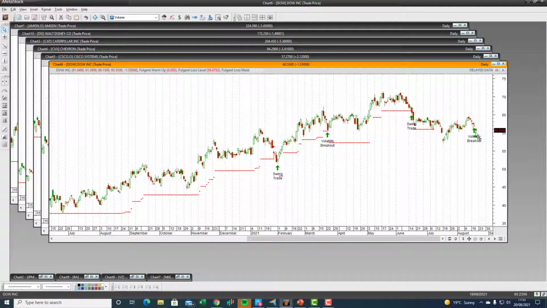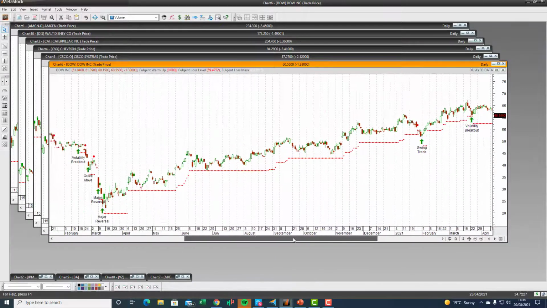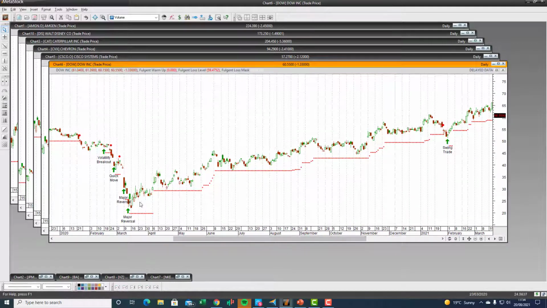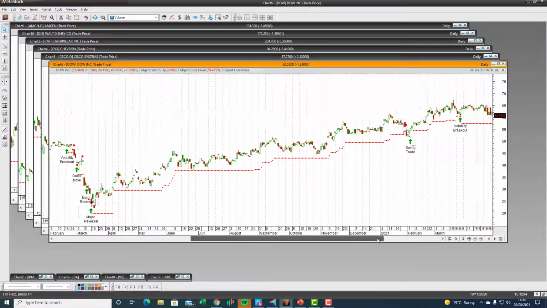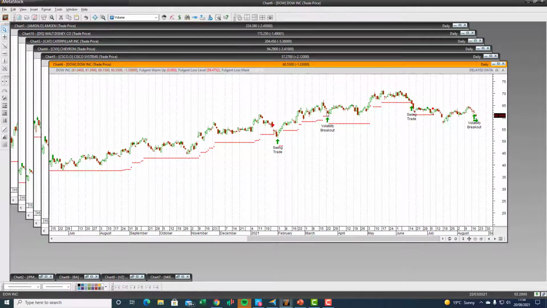Next one, Dow. Volatility breakout signal here. These old highs would be your first stop for resistance at 65, and then these old highs up here at 74, 72 is the profit target. You can see earlier signals back in March, a major market reversal with multi-month profit there. Then another swing trade in February, and another one in March. Another trade in June, and now we have a volatility breakout. So Dow has a volatility breakout signal.